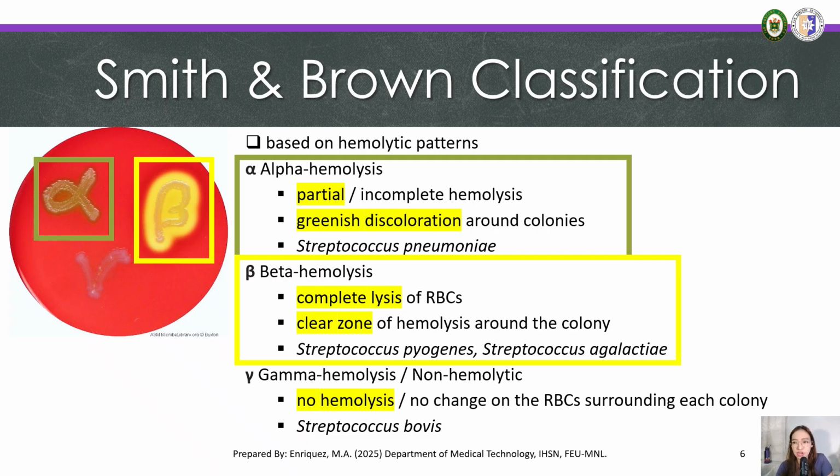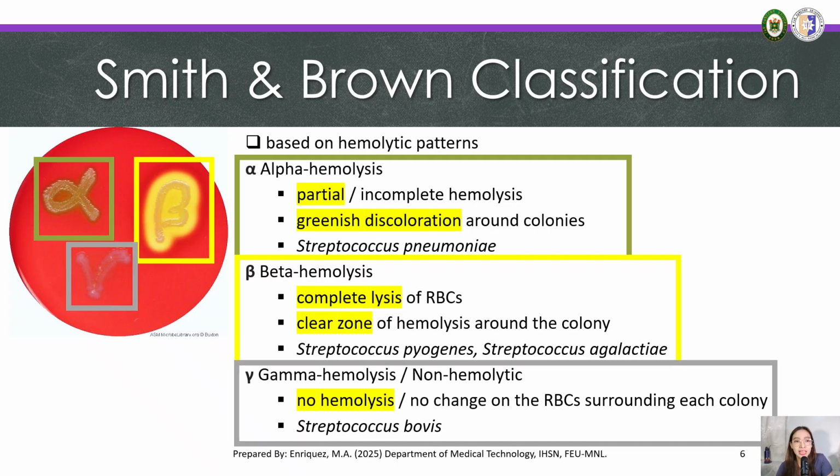So as you can see, right here, there has been no change in the immediate surrounding of the bacterial colonies. Walang nagbago kasi wala naman siyang nasira na mga RBCs. All right, so they produce no change on the immediate surrounding of each colony because they were not able to destroy the RBCs. And an example of a non-hemolytic streptococcus species is Streptococcus bovis.